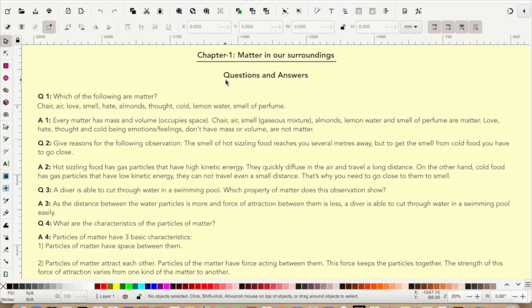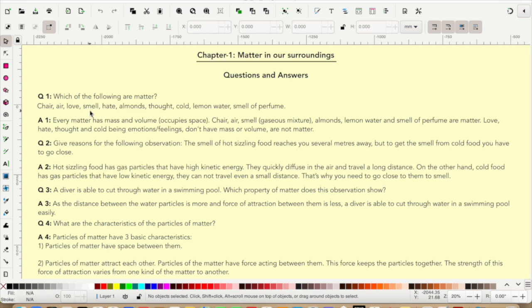Let us see questions and answers of this chapter. First one is, which of the following are matter? We will see which ones have mass as well as volume. First one, chair. Chair has both mass and volume, so chair is a matter. Air. Air is a mixture of gases. It has both mass and volume, so air is a matter. Love is a feeling. It has no mass or volume, so it is not a matter.